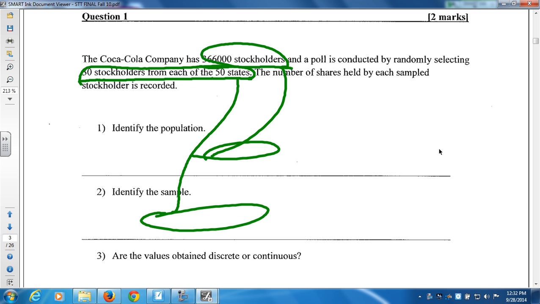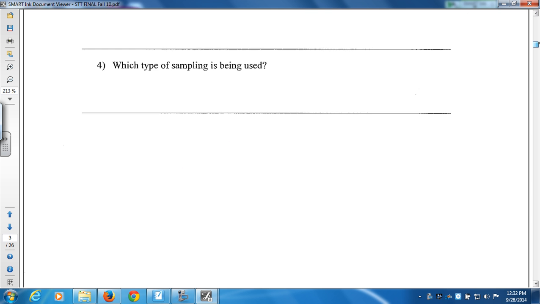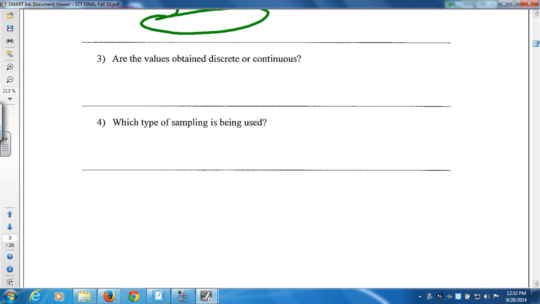The values obtained are discrete. Why is it discrete? Because the number of shares is countable. 1, 2, 3, 4, 5 shares, 100 shares, something that you count, so it is actually discrete. Now what else? What type of sampling is being used?